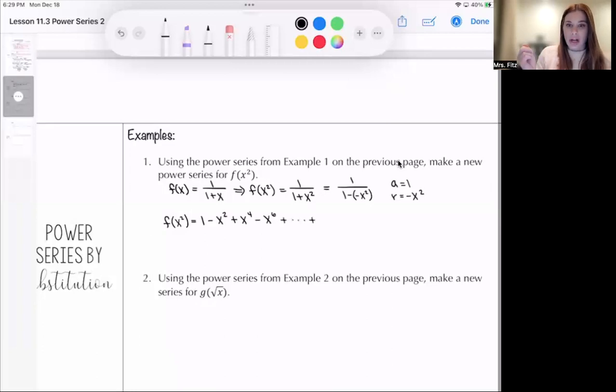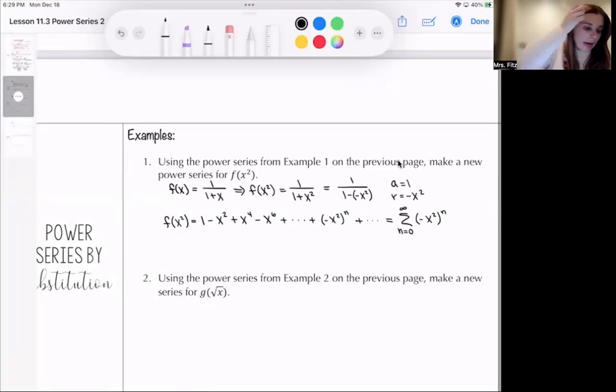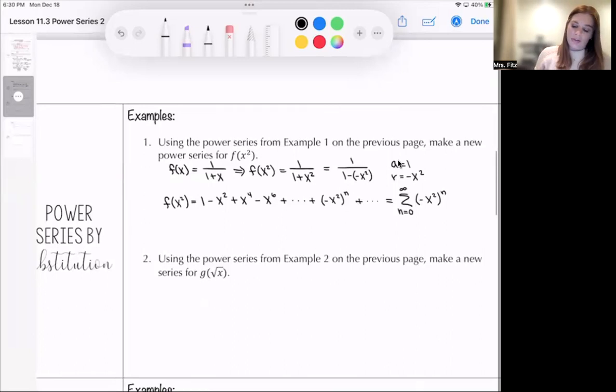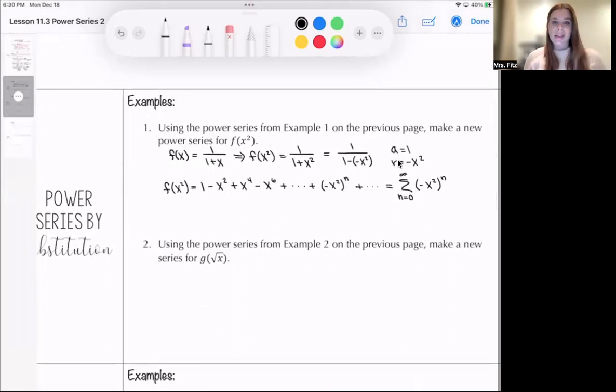We're going to do our general term, which would be -x squared to the nth power, plus dot, dot, dot, and then we can write this in sigma notation. So it'd be the sum from n equals 0 to infinity of -x squared to the nth power. Okay. And it didn't say to find the interval of convergence, so it doesn't look like we need to do that. All right, go ahead and pause here and do number 2.